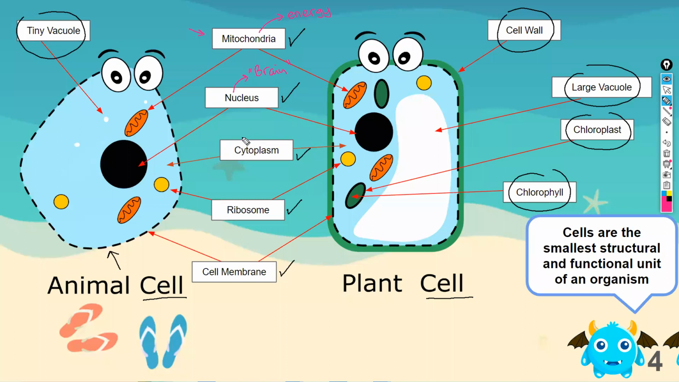Then there's this thing called cytoplasm. I want you to think of cytoplasm as a nice jelly-like substance. It's kind of watery, but more jelly-like. And it contains a lot of important nutrients that the cell needs to function.